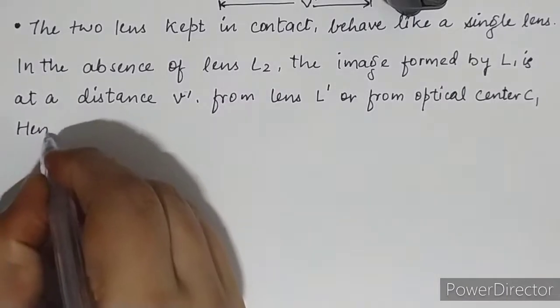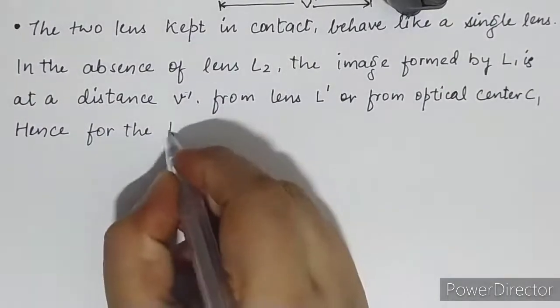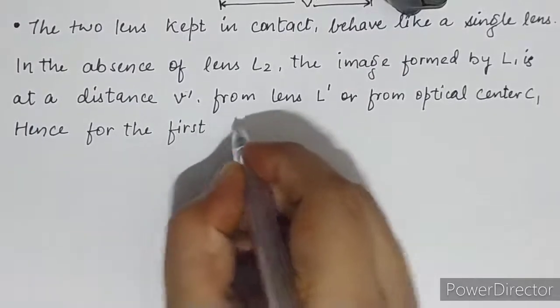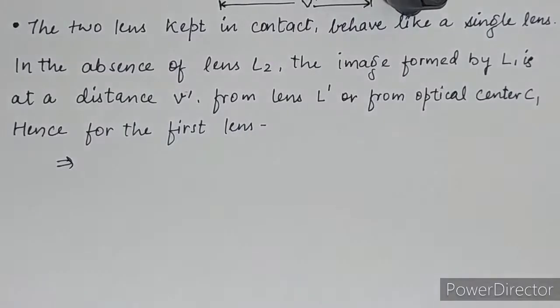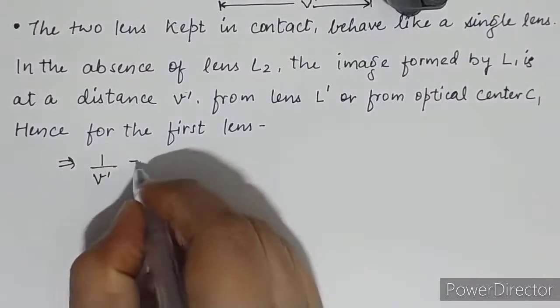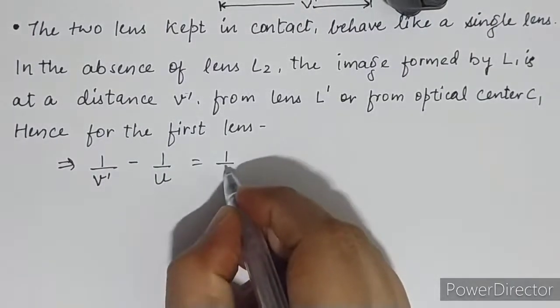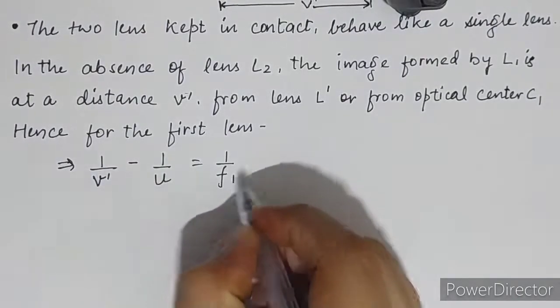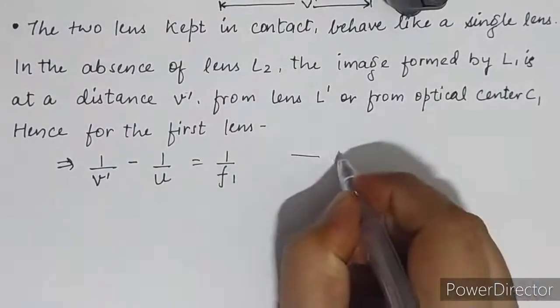So, here we are applying the lens formula. Hence, for the first lens, what is the lens formula, Peter? 1 upon f is equal to 1 upon v minus 1 upon u. So, 1 upon v, where v is your v dash, minus 1 upon u is equal to 1 upon f. Here we are taking the focal length of the first lens, that is your f1, equation number 1.